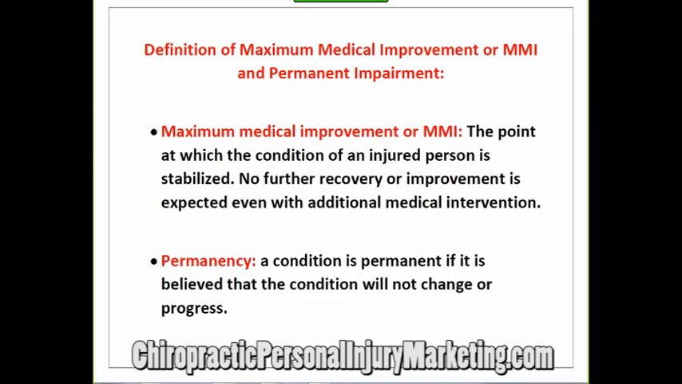Let's start with some really basic information. We talk about the definition of maximum medical improvement, or MMI, and permanent injury. So these are the 2 definitions. Maximum medical improvement, or MMI, is the point at which the condition of an injured person is stabilized. No further recovery or improvement is expected, even with additional medical intervention. And we talk a lot about how to define MMI, and the classic definition is this one, but after the 3 phases of healing.